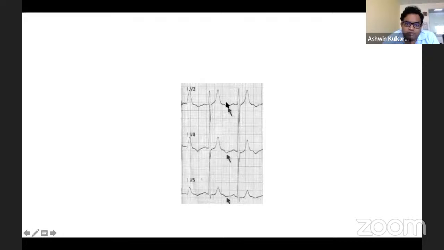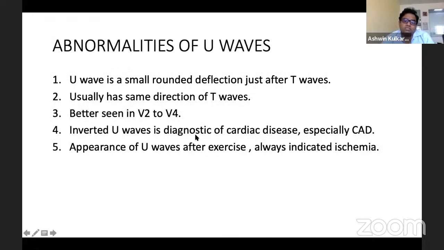So this is a T wave and this is a U wave, but here there is an inversion of the U wave. This is a small negative wave which you can see. Generally, this is positive, so U waves are upright. But in this ECG, the U wave is inverted. Now going back, inverted U waves are diagnostic of cardiac disease, especially coronary ischemic heart disease. So if you see an inverted U wave, it is highly specific that there could be an underlying ischemic heart disease. Also, appearance of U waves after exercise indicates there is ischemia.